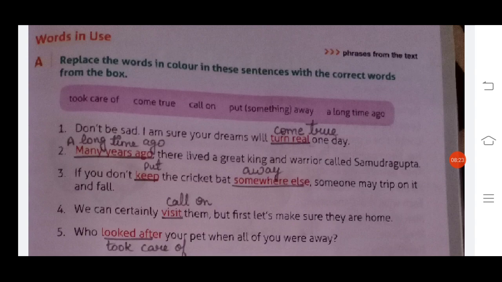Number 1, don't be sad. I am sure your dreams will turn real one day. Turn real can be used with the similar meaning, that is come true. Turn real means come true. Number 2, many years ago there lived a great king and warrior called Samudragupta. So many years ago means a long time ago. Number 3, if you don't keep the cricket bat somewhere else, someone may trip on it and fall. So keep, we can replace it with put, and somewhere else can be replaced with away.